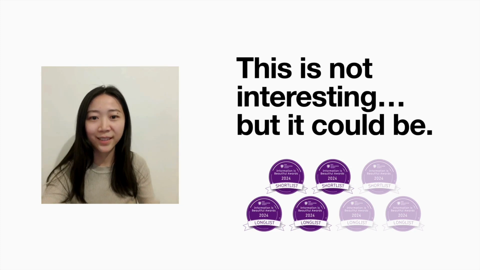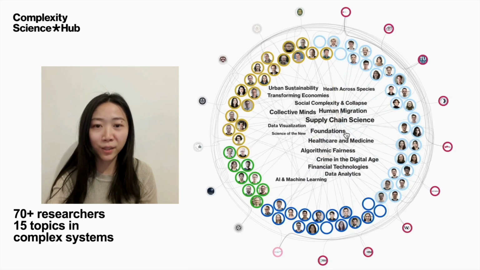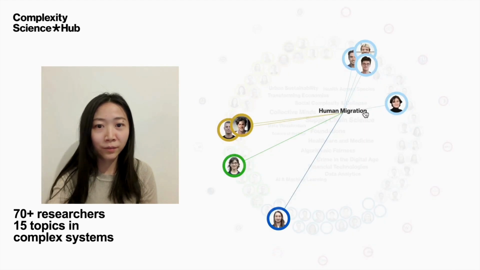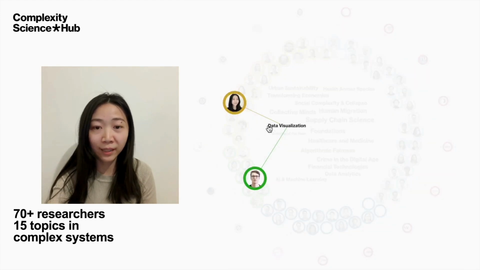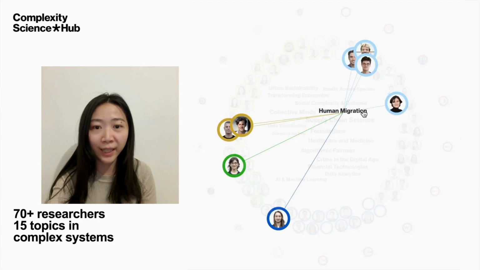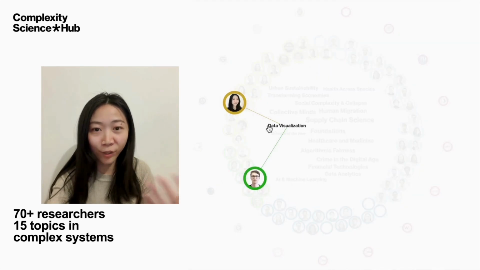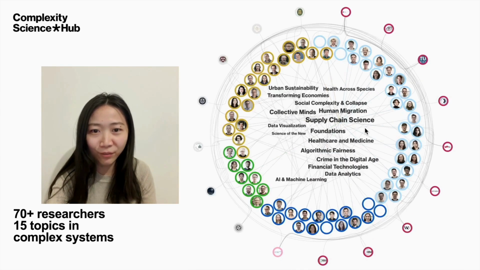Currently, I'm a data visualization specialist and a faculty member at the Complexity Science Hub, where we have over 70 researchers on 15 topics in complex systems. Researchers here often come to me for help to create interactive visualizations to communicate their scientific results. And usually they already have an idea, but honestly, many of the ideas don't seem exciting at first.